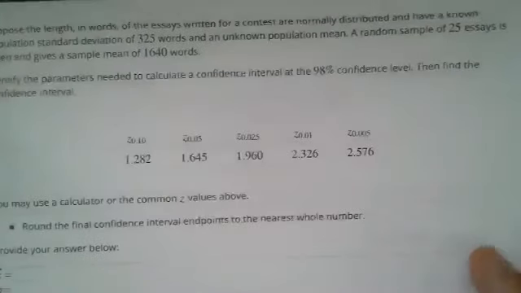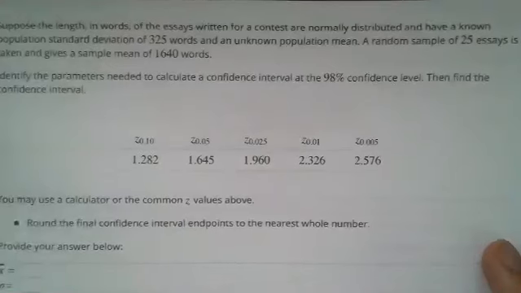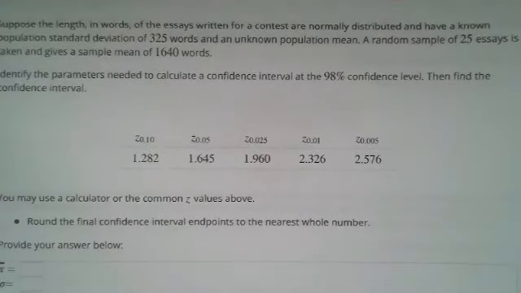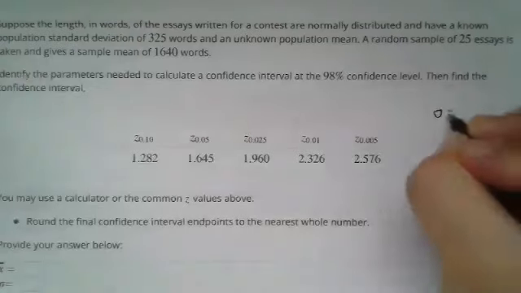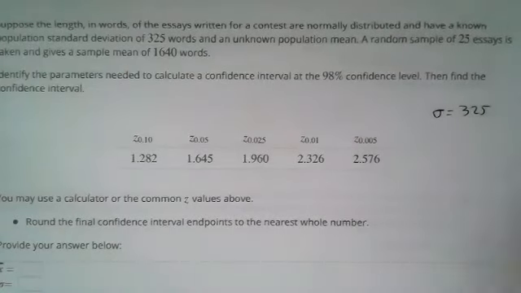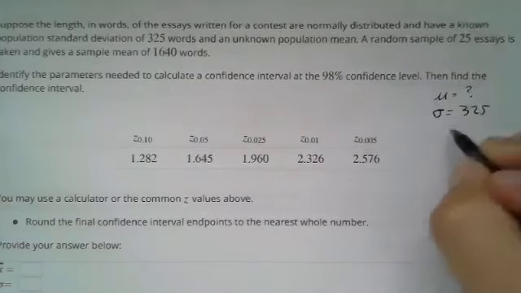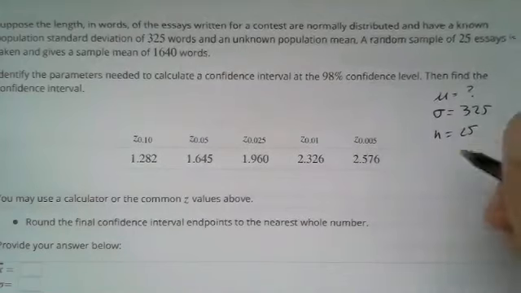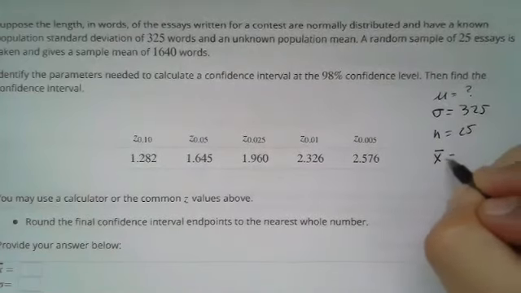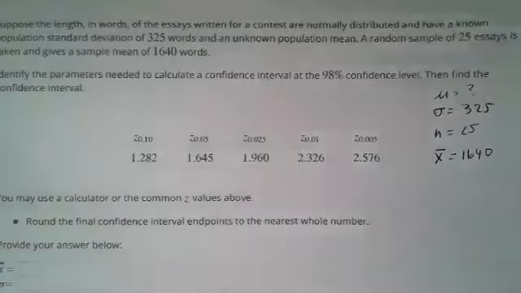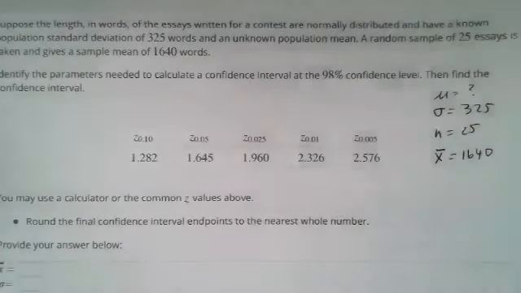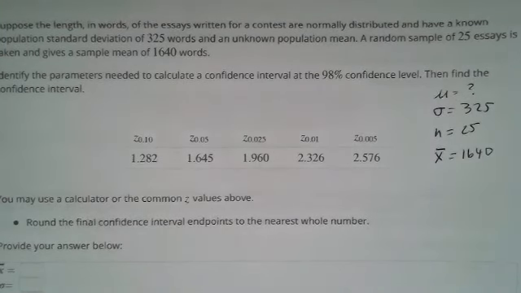Okay, so suppose the length of words of essays written for a contest are normally distributed and have a known population standard deviation of 325 and an unknown population mean. So the mean we don't know. A random sample of 25 essays is given and gives a sample mean of 1640 words. Okay, so identify the parameters needed to calculate a confidence interval at the 98% confidence level and then find the confidence interval.